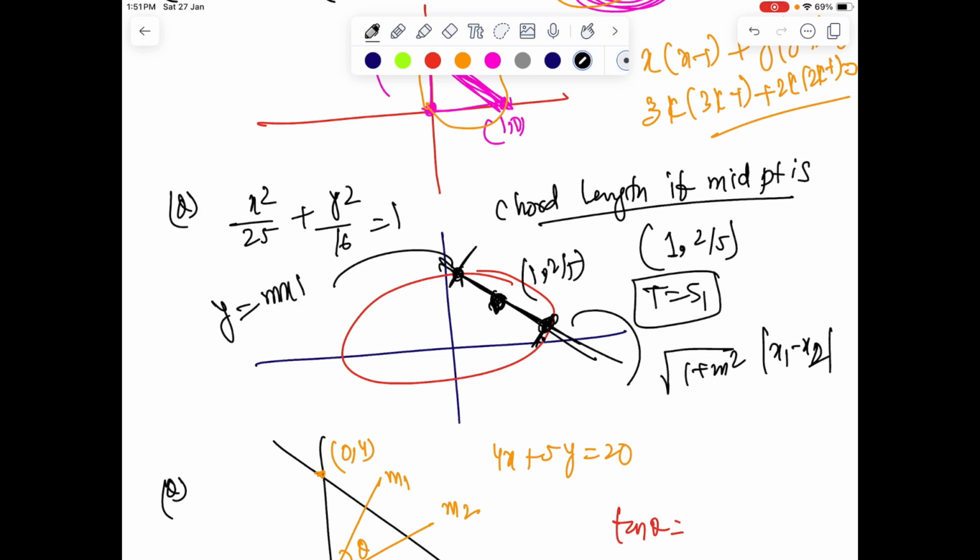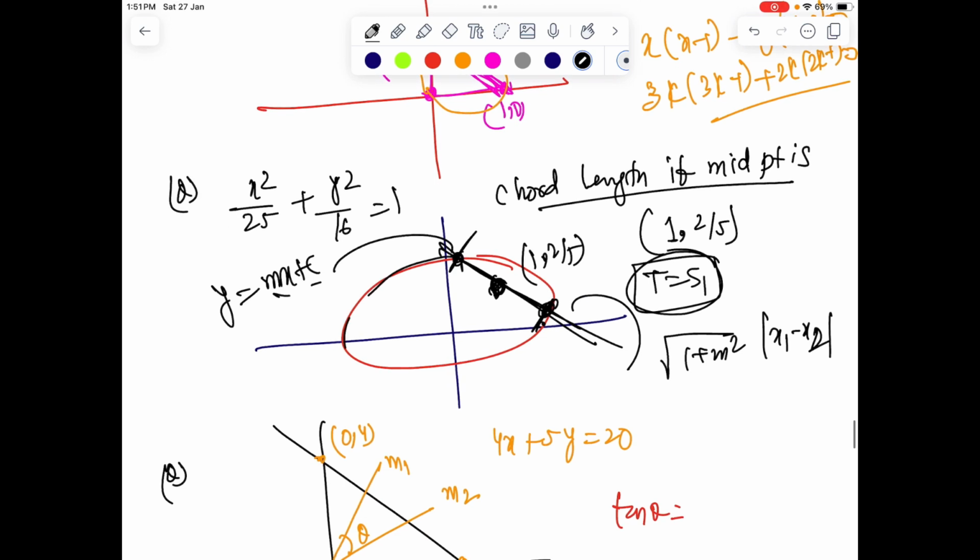Let's say the equation of this line is y equal to mx plus c. Clearly we know m and c because the T equal to S1 equation will give that. So if I solve this with the ellipse, it will have two roots, right? (x1, y1) and (x2, y2), where m is the slope of that chord. So this value is known. x1 minus x2 we can find easily with (x1 plus x2) whole square minus 4x1x2, and this is done.